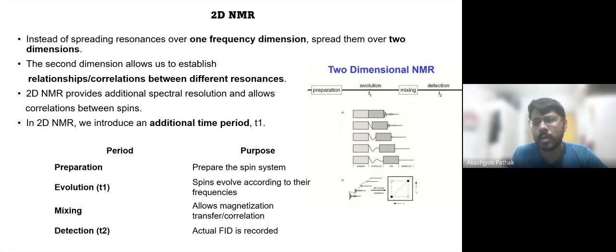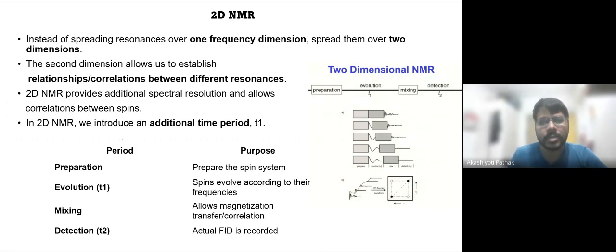Here you can see that in a 2D NMR there are four periods. First is the preparation period, followed by an evolution period, then a mixing time, followed by the detection. So the preparation period is the period where the spin systems are prepared. Either the spin systems can be in a steady state, or they can be in a different equilibrium state.